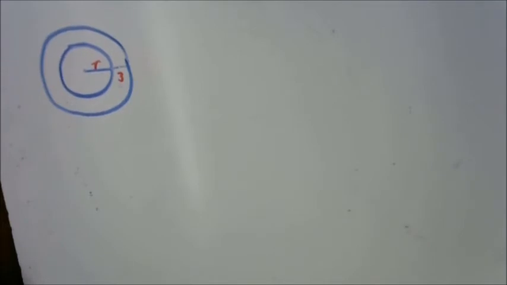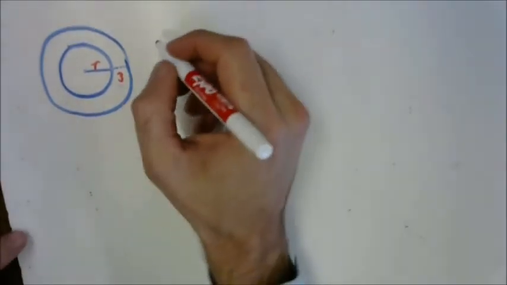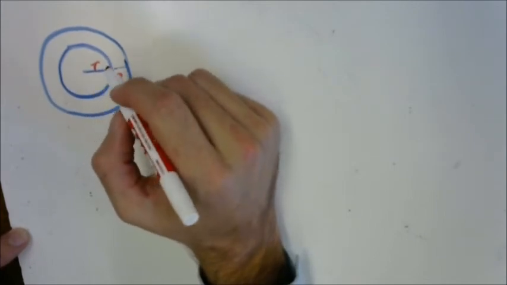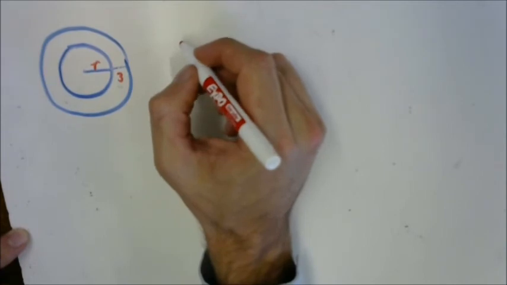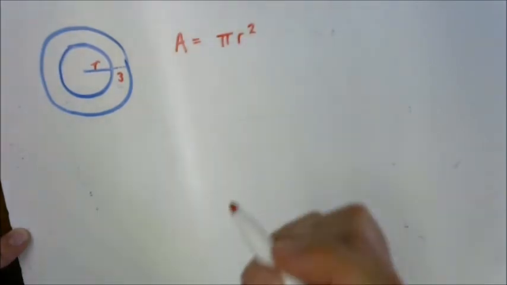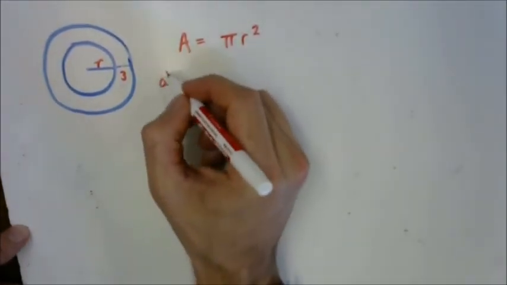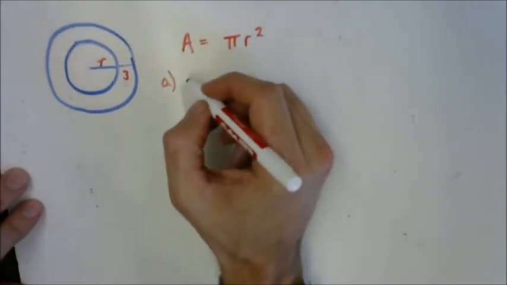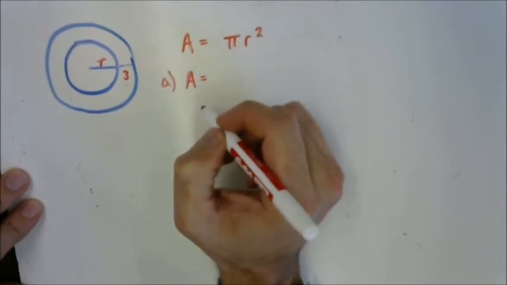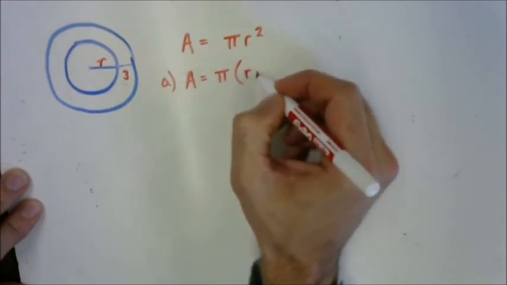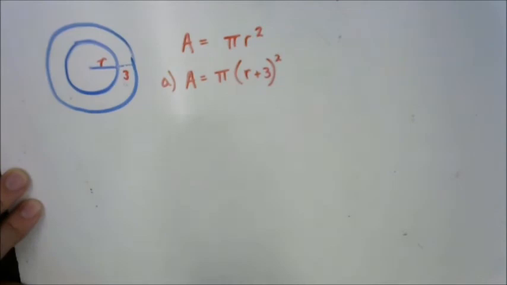Okay, let's see what we actually are supposed to do. A, find a simplified expression for the area of the new circle. Let's talk about the original circle first with radius of R. What's the equation for the area of a circle? Pi radius squared. Area equals pi r squared. Good. In A, we need to find an expression for the area of the new circle. Well, what is r in the new circle? It's not 3, it is r plus 3. So now we have pi times the radius, which is r plus 3, squared.